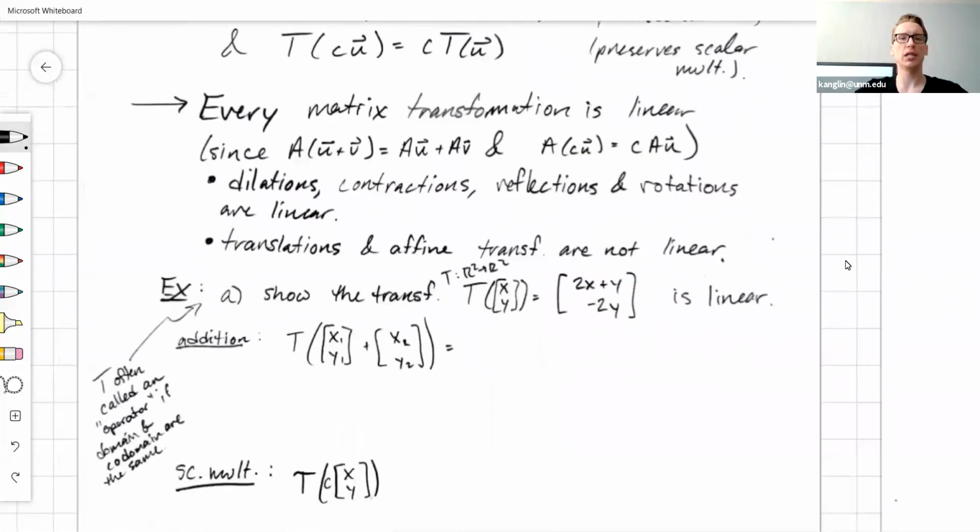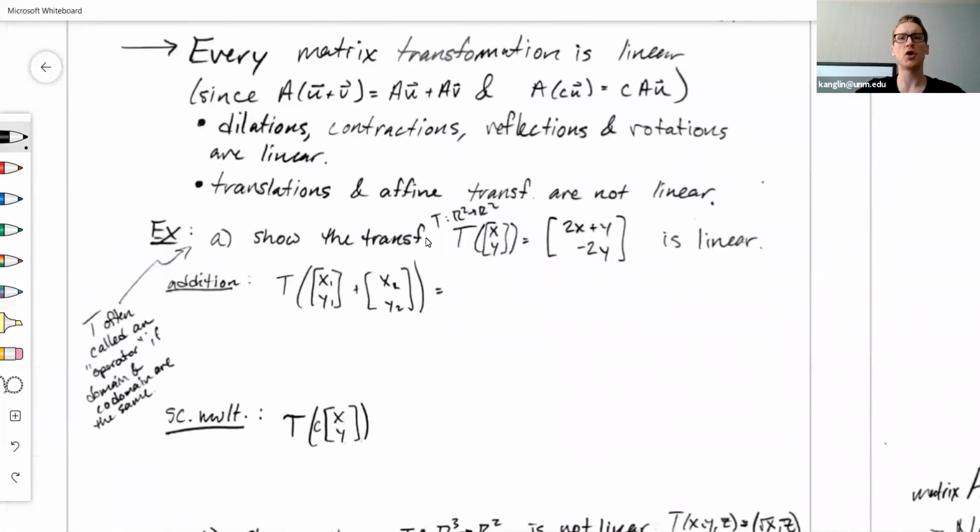All right, so let's play with a couple of examples here. Let's show that the transformation T of (x, y), defined by taking the input in R2 back to R2 as 2x plus y in the first component and negative 2y in the second component, is linear. So all we have to do is apply this transformation to two arbitrary elements, (x1, y1) and (x2, y2), added together. That's like our u plus v here. These are two arbitrary elements in R2. We're adding them together, then applying the transformation to the sum. Well, let's see what this gives us.